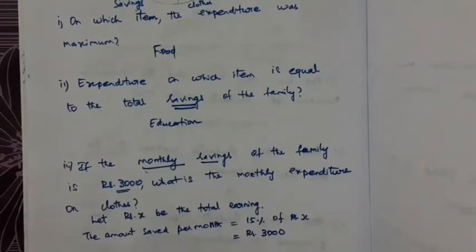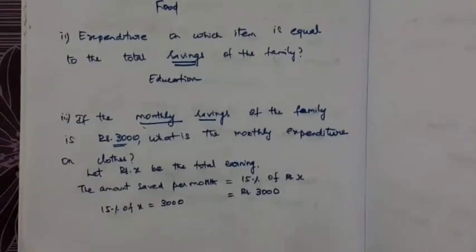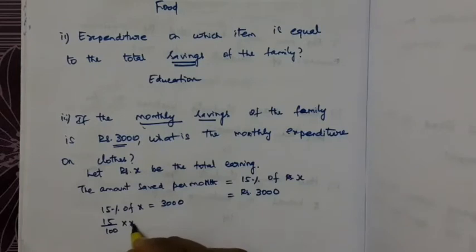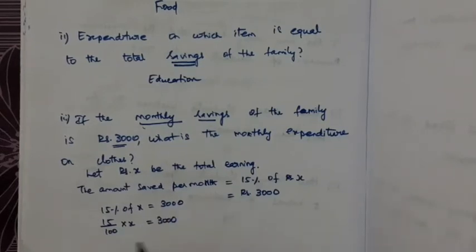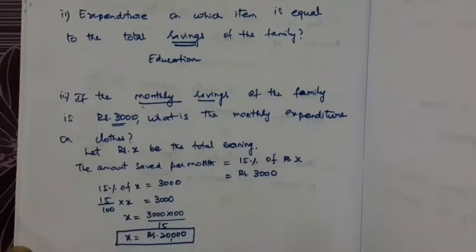Okay, so how to write this? 15% of X is rupees 3000. From this you have to calculate what is that X. So 15 divided by 100 multiplied by X is 3000. Now what is X? 3000 multiplied by 100 divided by 15. So X is equal to rupees 20,000. So the total amount earned in the month is rupees 20,000.